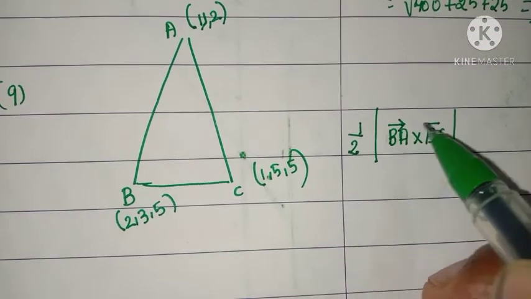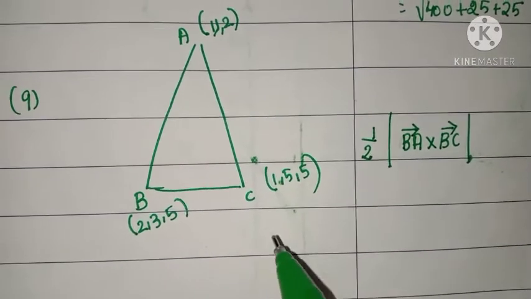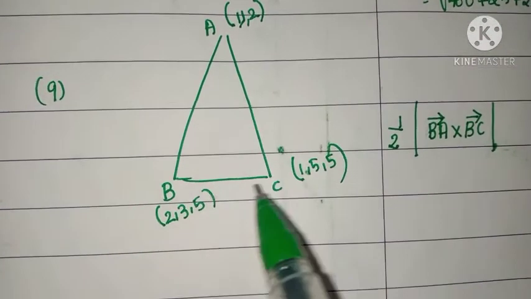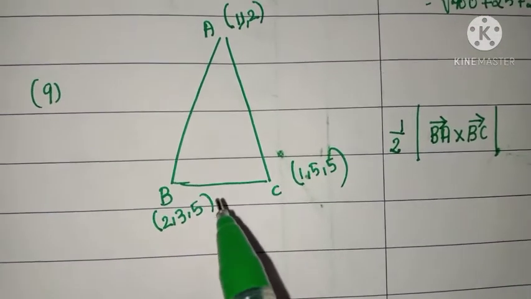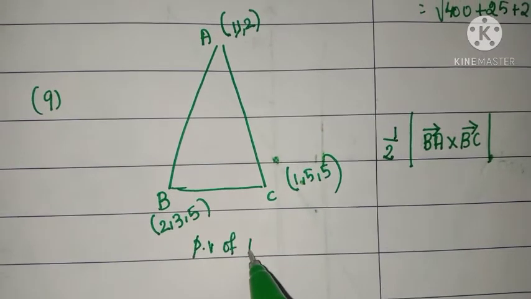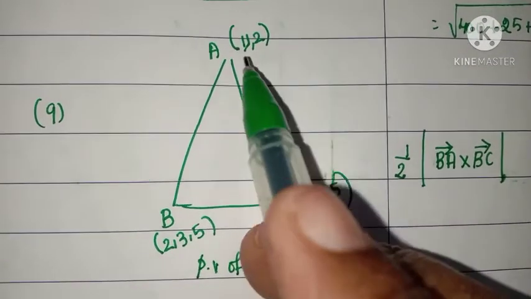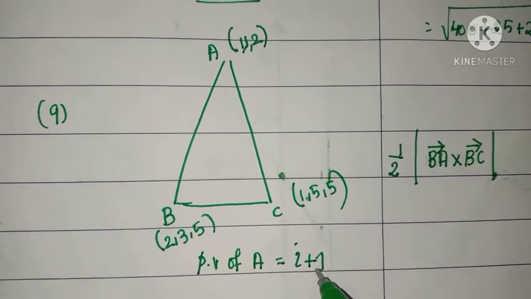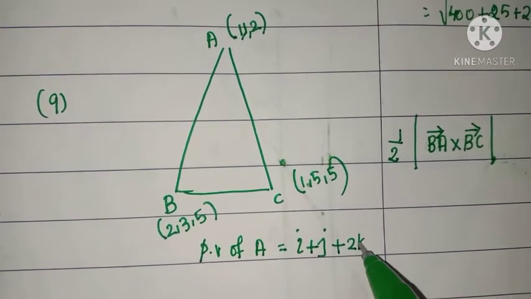So we need to find vector BA and vector BC. For this, first we need to write A, B, C. Now this is in coordinate form, so we have to write their position vector. So position vector of A is, just write ijk with these points: 1i plus 1j plus 2k.